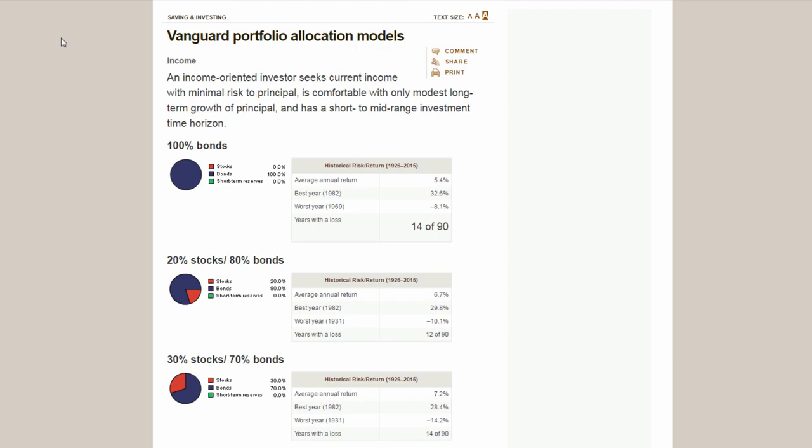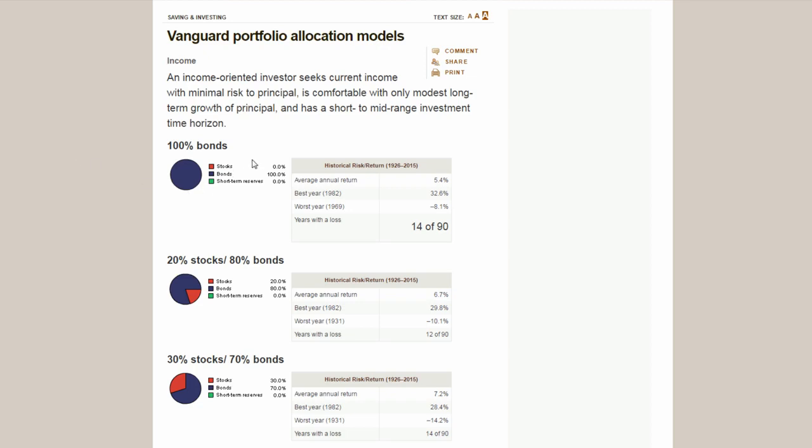And you can see as you add stocks, the returns go up. You get the 6.7, 7.2, because over time stocks will outperform bonds over a long period of time, and this is over a long period of time. And you can see the years with a loss because it's riskier. Here at 20% stocks, 80% bonds, you have 12 years with a loss, actually versus 14. This is a unique thing where by adding stocks and adding various investments, it actually reduces risk. It is kind of a funny thing.